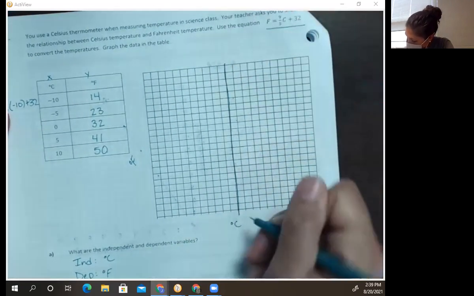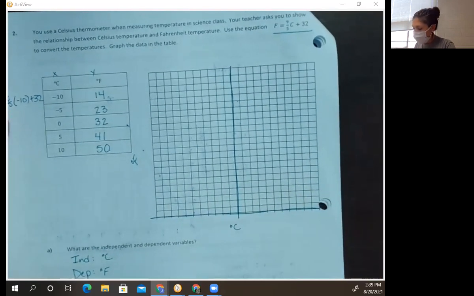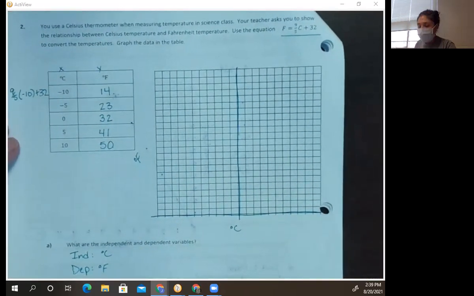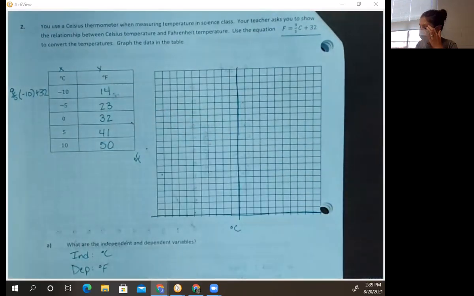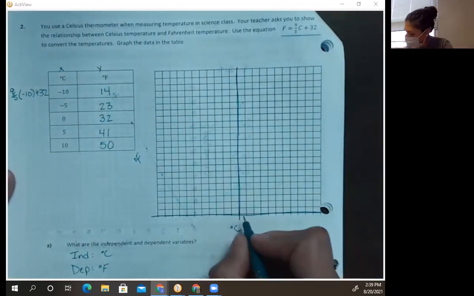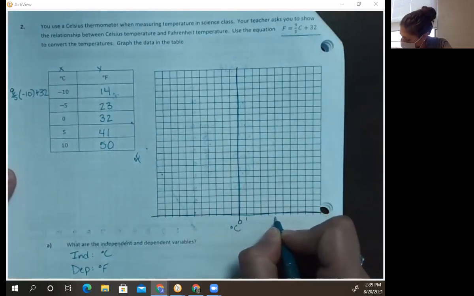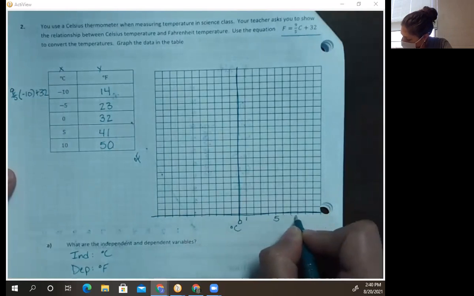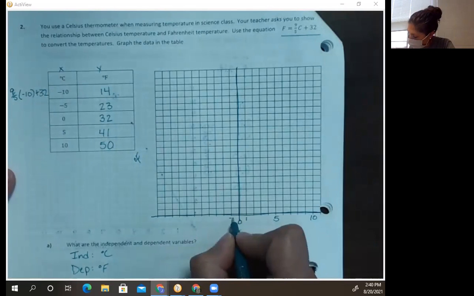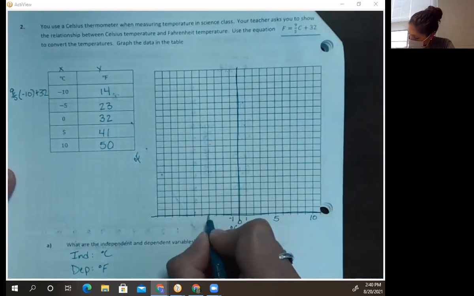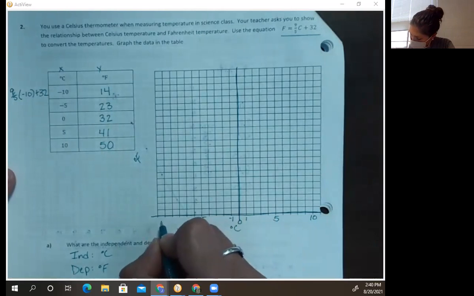I'm going to put my y-axis here. My x-axis can stay at the bottom. And then since my Celsius temperatures are relatively small, pretty close together, I'm just going to label by ones here. This is 0, 1, 2, 3, 4, 5, 6, 7, 8, 9, 10. And then negative 2, 3, 4, 5, 6, 7, 8, 9, 10.